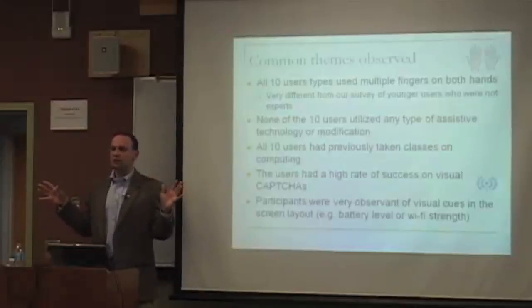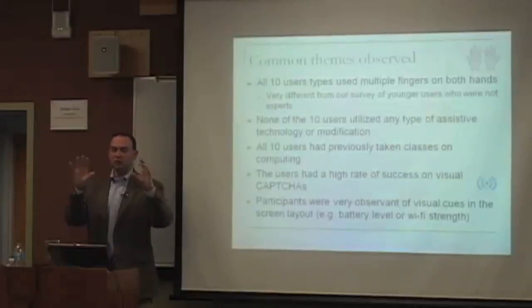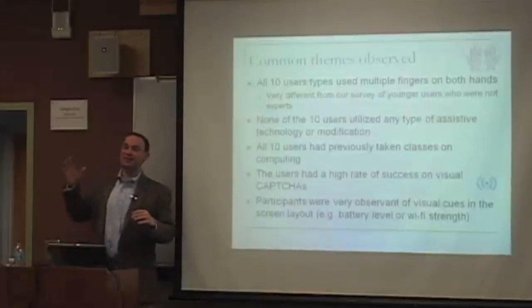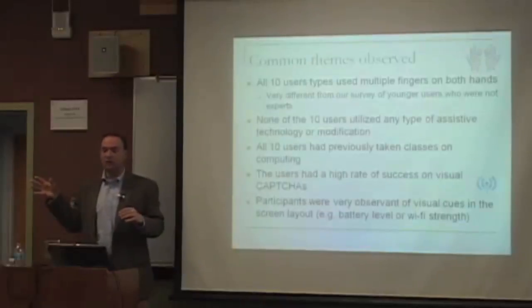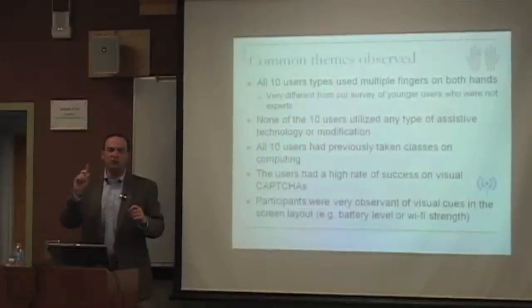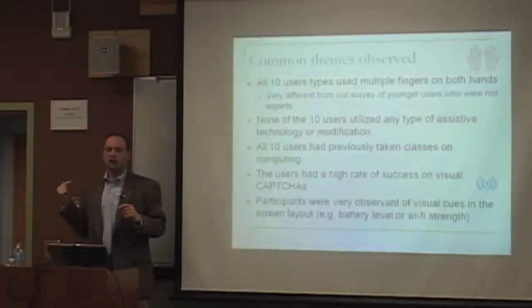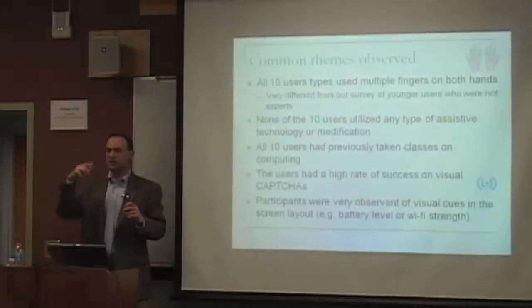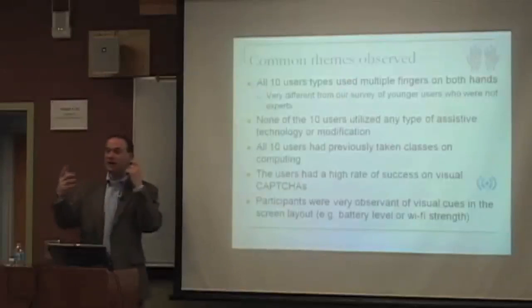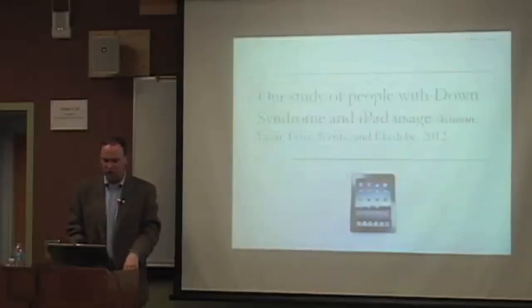All 10 of them, right, could type well. Again, multiple fingers, both hands. All 10 of them previously had taken formal classes on computing. They had a high success rate on visual CAPTCHAs. And this is very interesting. They were very observant of visual cues in the screen layout. So everything from battery strength to Wi-Fi strength, there were things that when we were observing, we didn't notice, that they said, oh, look, I better plug it in, my battery's going low. Or, oh, look, the internet's down. Right? And so they picked up a lot of these visual cues. Again, tying in with the visual strengths. Very interesting, just really, really interesting.